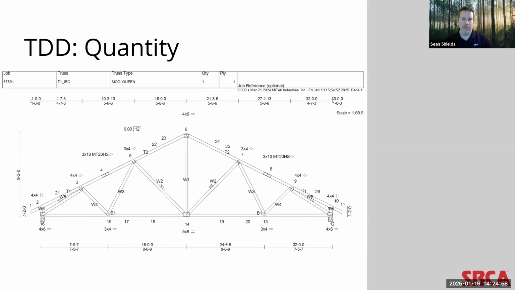Now, the quantity field will identify whether there is more than one of a particular truss design with the assigned truss tag in a system. This is useful information for everyone from the building designer during the review process to the production line workers to the framers in the field, so they know how many of a given truss are in a particular truss package.